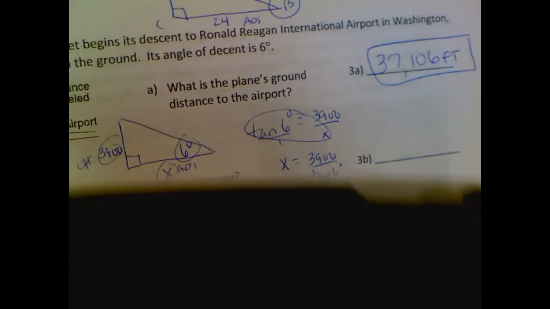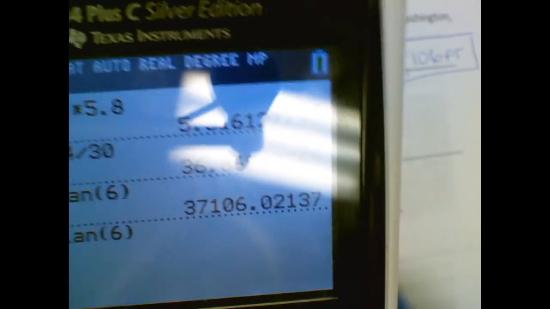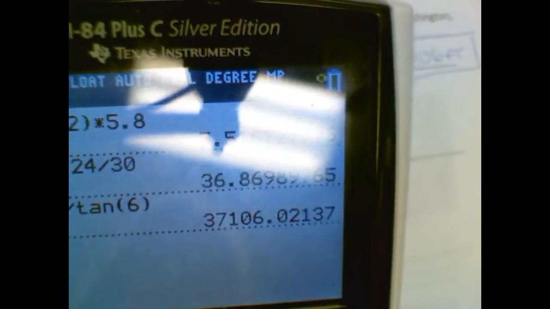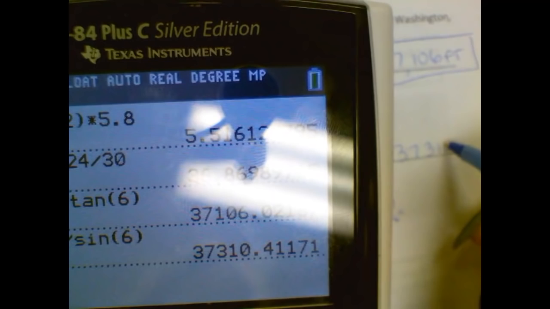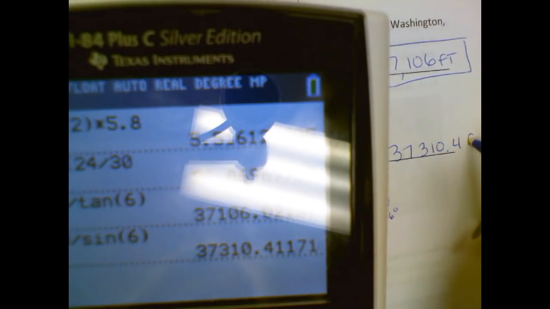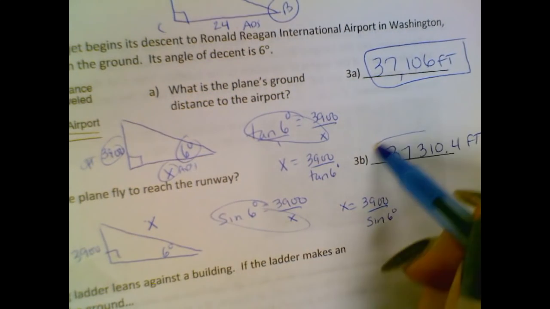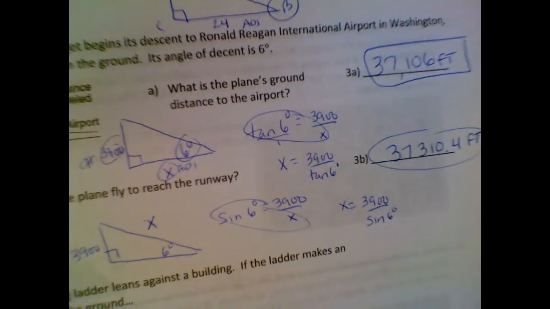So it's pretty much the same work. Actually, because it's the same work, I'm just going to press second enter and go backwards and change tan to sine, because everything else is the same. And I'm going to get 37,310.4 feet. And there's your answer. That's how far the plane must fly to the runway.